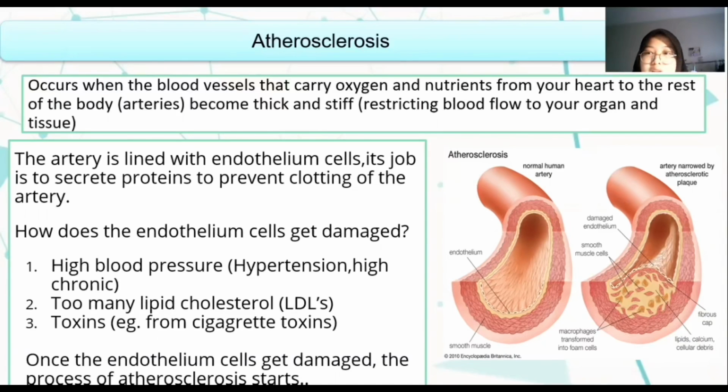How does the endothelium cell get damaged in the first place? Here are the main triggers. The first one is high blood pressure. Two is too many lipid cholesterols. These are the bad cholesterols, LDLs, and three is toxins, for example, cigarette toxins. Once the endothelium cells get damaged, the process of atherosclerosis can start.